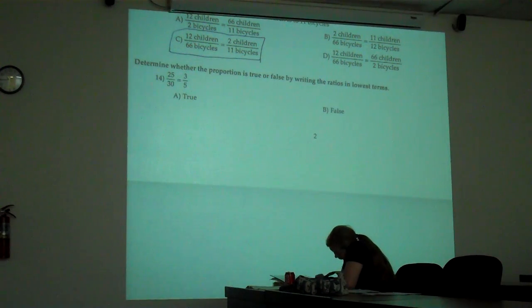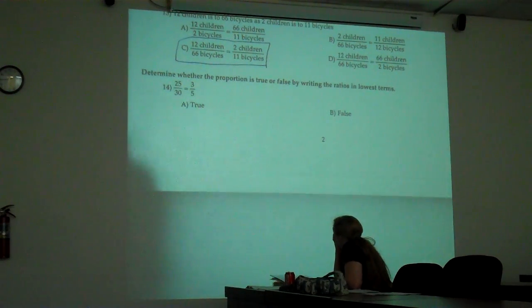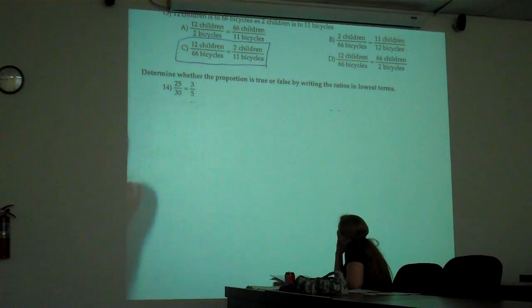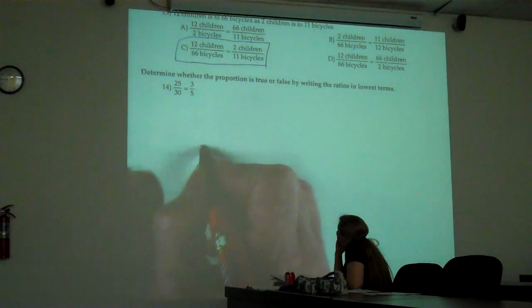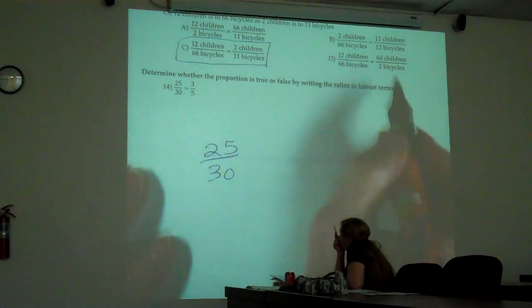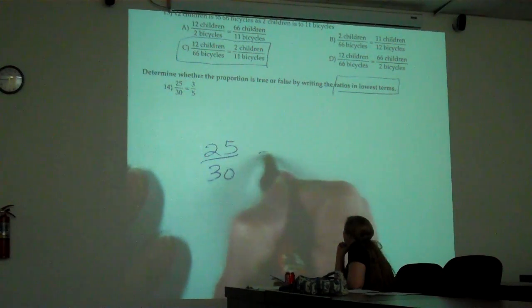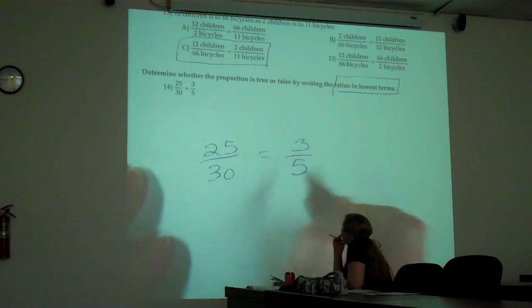Number 14. That would be number C, right? That would be C. That's what I thought. Number 14. Determine whether the proportion is true or false. It says to determine it by writing in lowest terms, but you can do it any way you want to find it out.